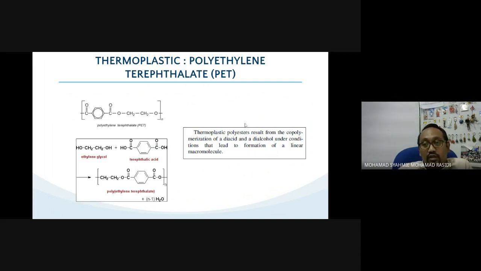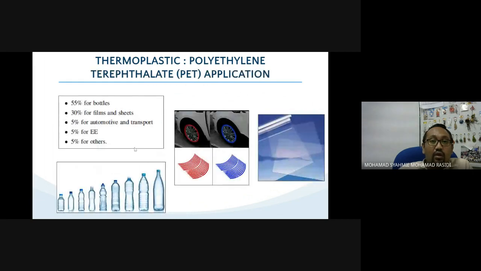Okay, so the thermoplastic polyester results from the copolymerization of a diacid and a dialcohol under conditions that lead to the formation of linear macromolecules. Okay, so this is the PET structure. And then this is the common use or application of PET.